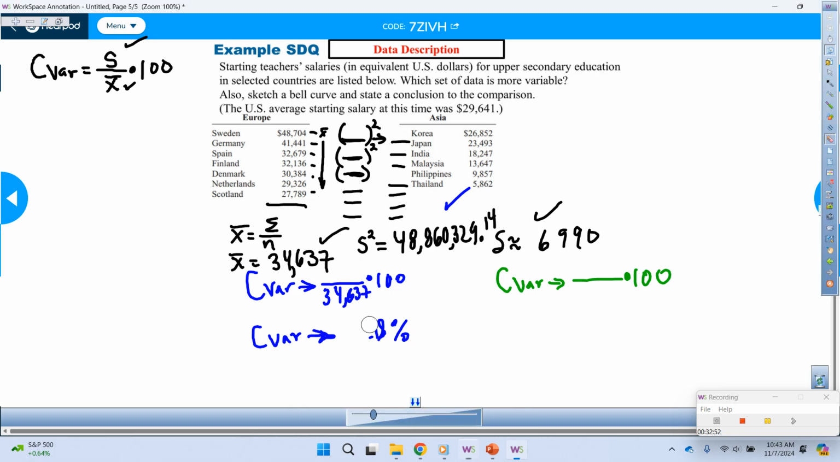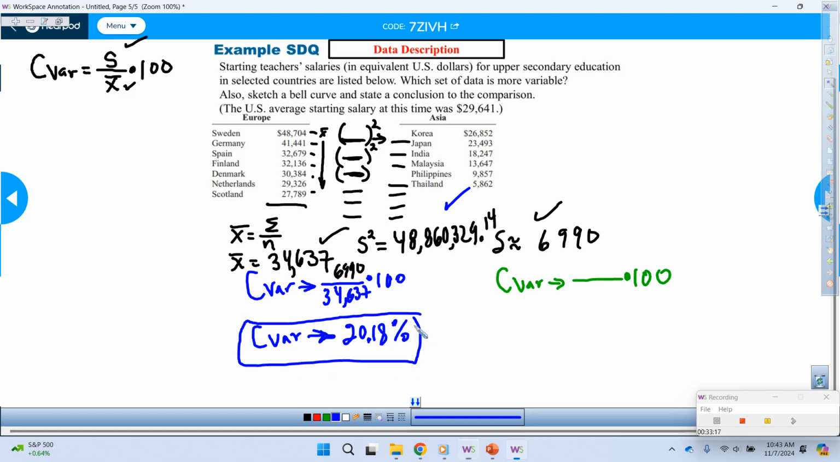Yeah, because 99% is too high. So this is 6990 divided by 34,637 times 100 should give us 20 point what? 18. That sounds more like it. That's the percentage for Europe. So find me the percentage for Asia. Ask your neighbor. They should be done by now. CVar percentage.